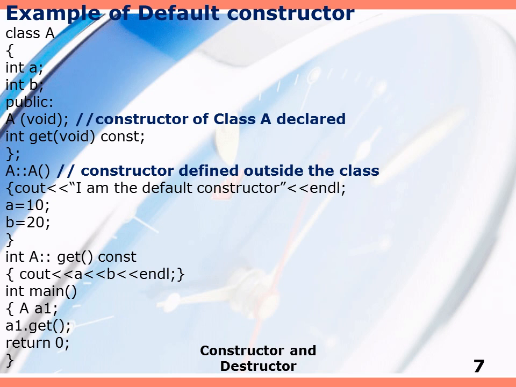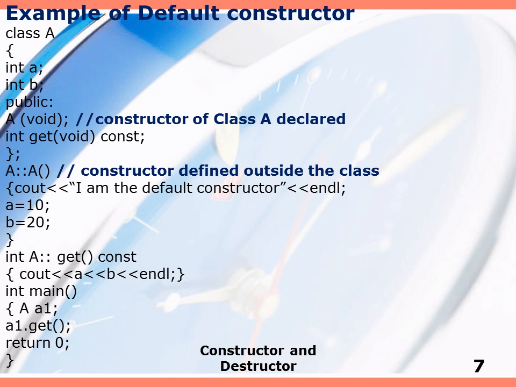Then we have the get member function for the class A, which would display the values for the data members a and b. Going to the main function, we create an object A1 of class A. The constructor for this object gets called, and hence it will display the string I am the default constructor. Initialize the value of the data member a is equal to 10, b is equal to 20. When there is a function call for the get function, it will display those values, and that brings us to the end of the default constructors.